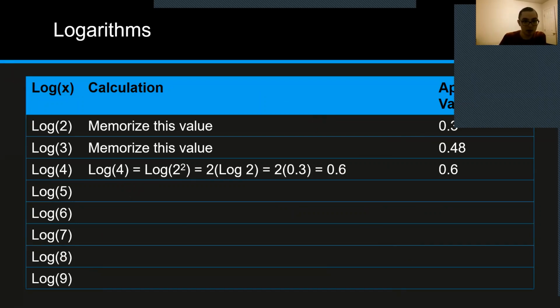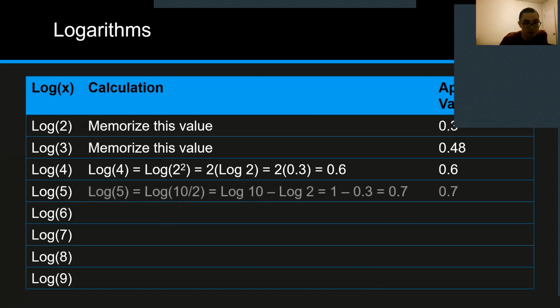Right, now we're going to look at log of 5. How can we figure out what log of 5 is using the log values that we know? So we know log of 2, 3, and 4. The easiest one to actually use would be to think of 5 as 10 divided by 2, right? So we know that 5 is equivalent to 10 divided by 2.